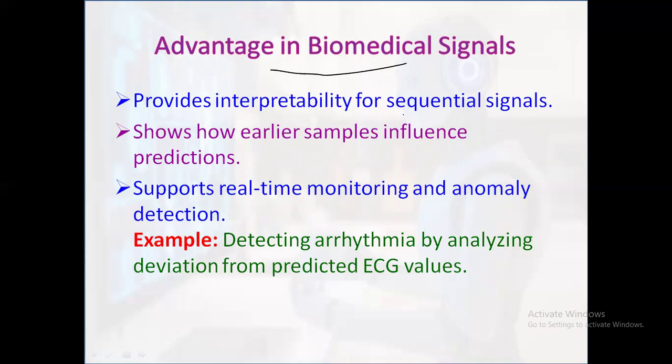It provides interpretability for sequential signals. What do we mean by interpretability? Unfolding makes it easier to understand how physiological signals evolve over time. Earlier signal values directly affect the future predictions, aiding diagnosis, and it supports real-time monitoring. This is especially useful for detecting abnormalities such as arrhythmia, by analyzing deviation from the predicted ECG values.